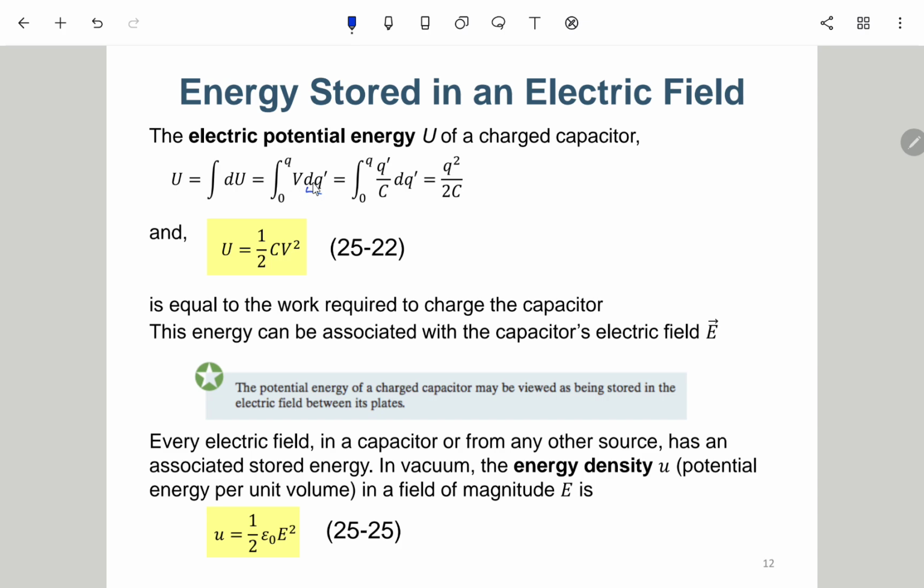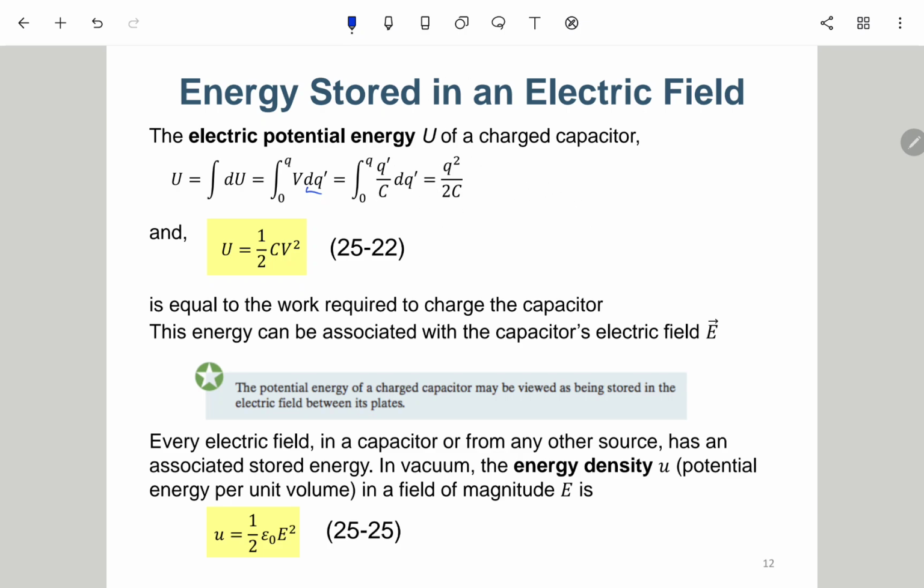So V times dQ prime, integrated from 0 to Q. For a capacitor, we have Q equals CV, or V equals Q prime over C. In that case, C is a constant, we can put it out, and then we just integrate Q prime dQ prime. So it is actually Q prime square, evaluated from 0 to Q, which becomes Q square over 2, and then all over C. So it's like this: Q square over 2C.